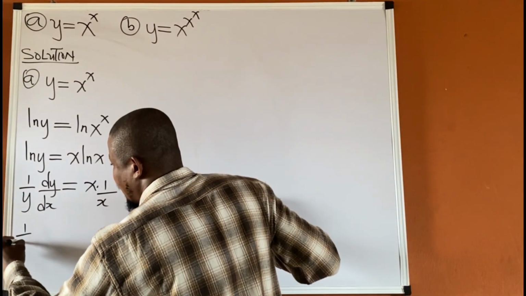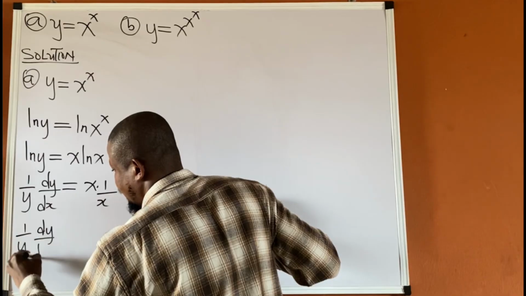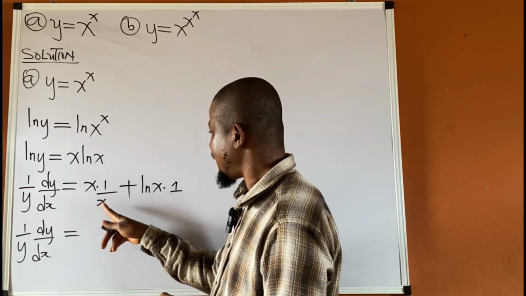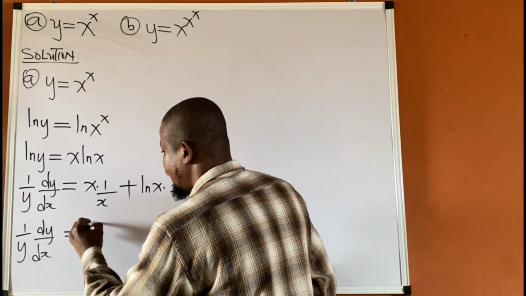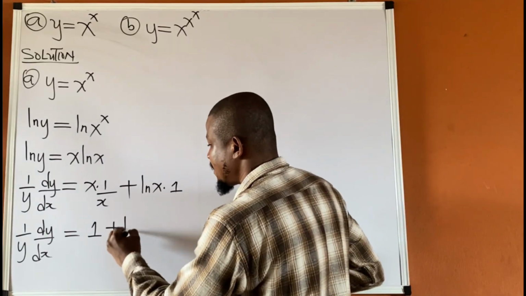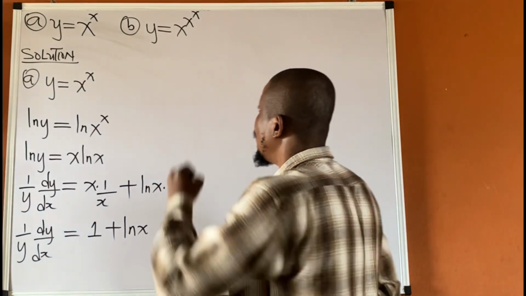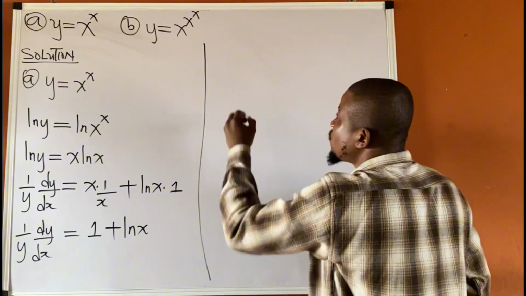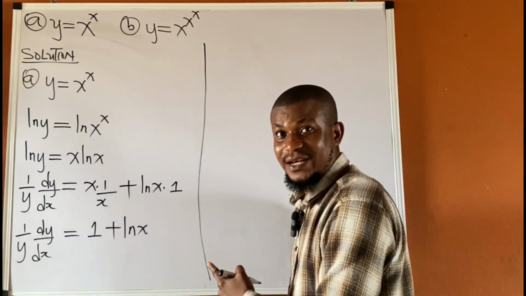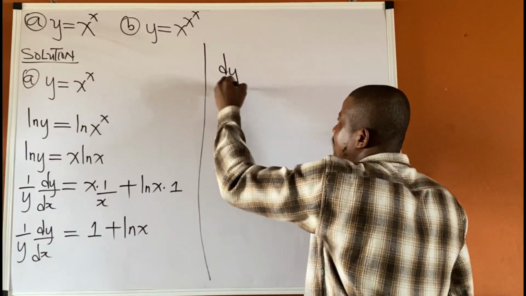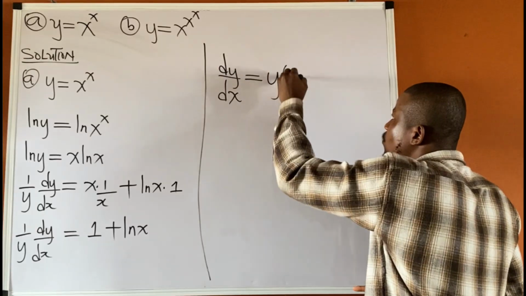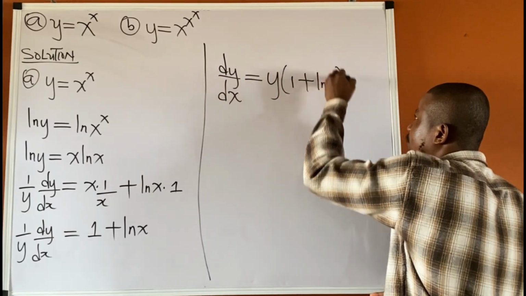On the left hand side, we have 1 over y dy dx. And on the right hand side, x divided by x is 1. So this simplifies to 1, plus ln x times 1 is ln x. Okay. And this will give us, if we multiply through by y, thus making dy dx the subject, dy dx equal to y into 1 plus ln x.